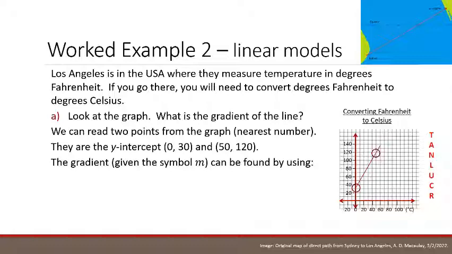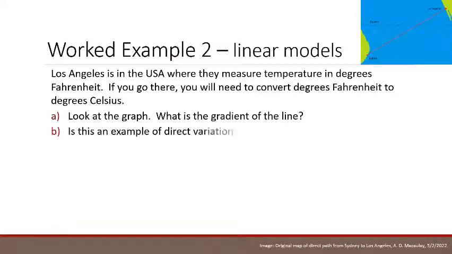The gradient is given the symbol m, and it can be found by m equals rise over run. Now the rise is how far it goes up vertically, and the run is how far it goes horizontally. So we look at the numbers, and the 120 is the highest number on the vertical axis, and the 30 is the lowest number that's circled. And the run we find by going from 0 to 50, so it's simply 50 take away 0. When we do that, we get 90 over 50, or simply 9/5. And that's the gradient of this straight line.